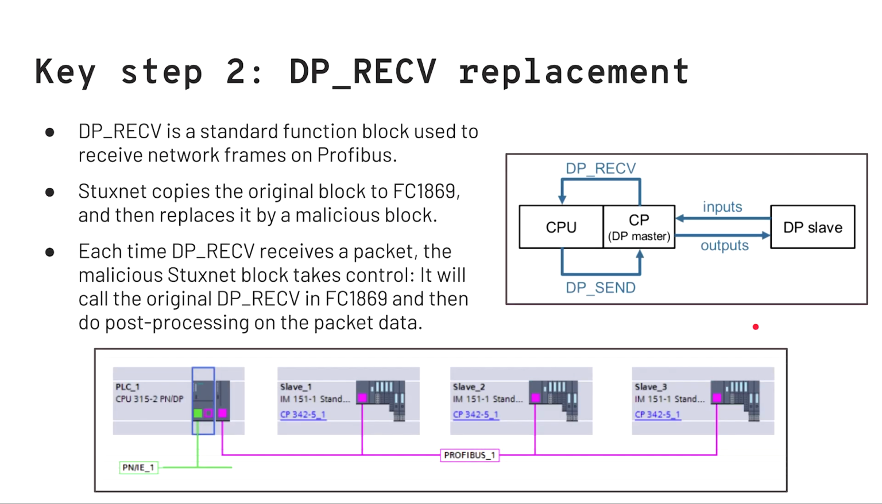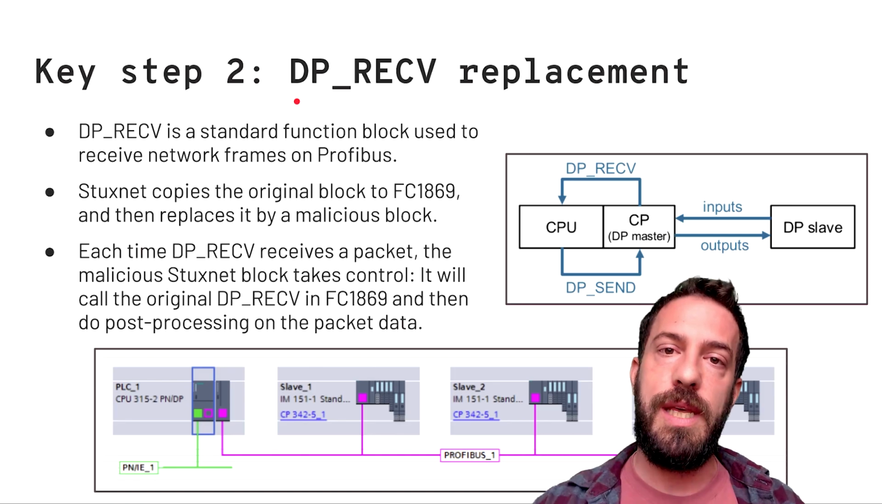Second key step in Stuxnet infection process would be to replace the receive part of the communication module. So this DP receive is a standard function block used to receive packets from Profibus. So Stuxnet would replace the original block by its own block, and in this way would intercept traffic going to the PLC from the communication module. So every time a packet was received, Stuxnet would see the packet first, do some kind of monitoring, and then pass it to the original function before it does post-processing on the packet data. So that will be the second key step to intercept the traffic from the communication module to the PLC.